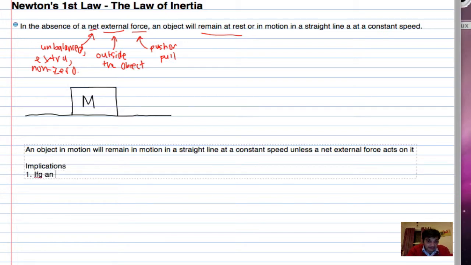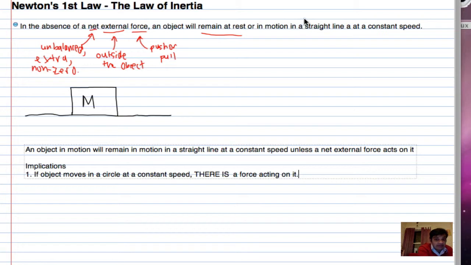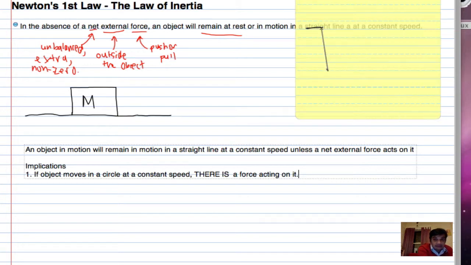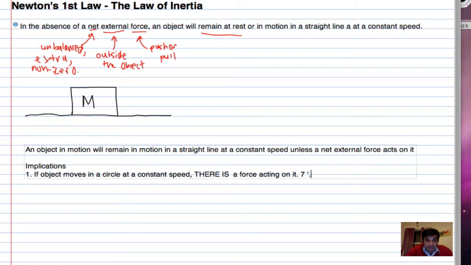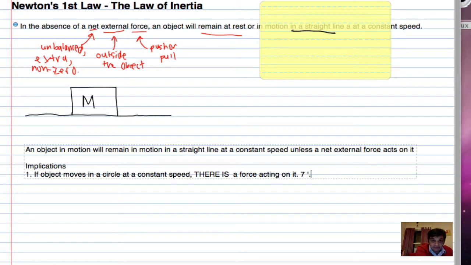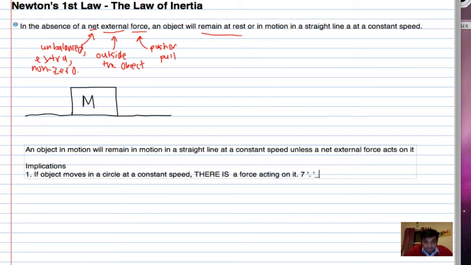Number one, if an object moves in a circle at a constant speed, there is a force acting on it. Okay, we're going to follow this definition literally. So it's not moving in a straight line. Whoops, sorry about that. It's not moving in a straight line. That implies that there must be a force acting on it. Okay, so just to be clear.